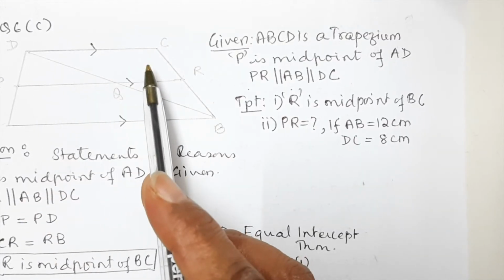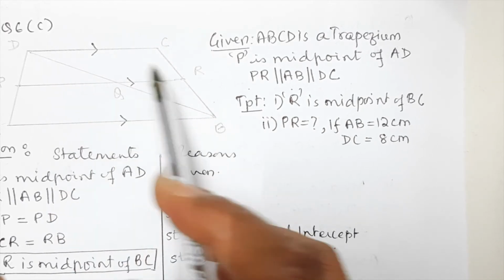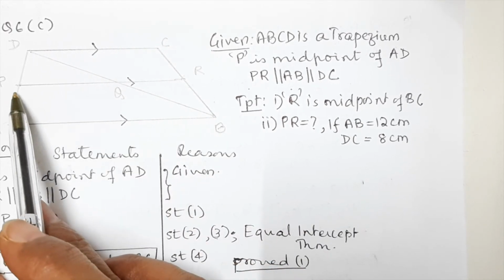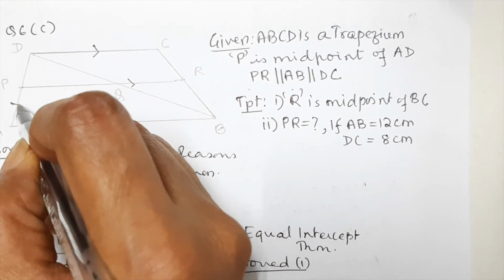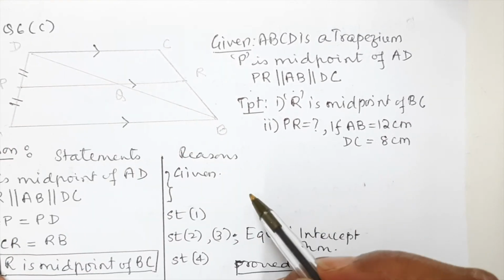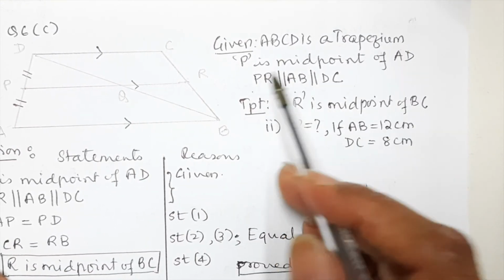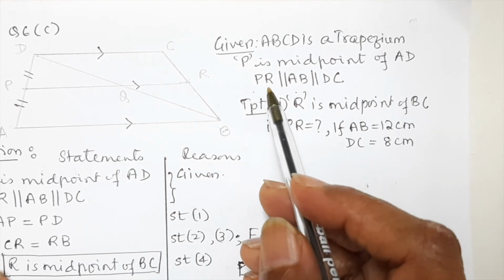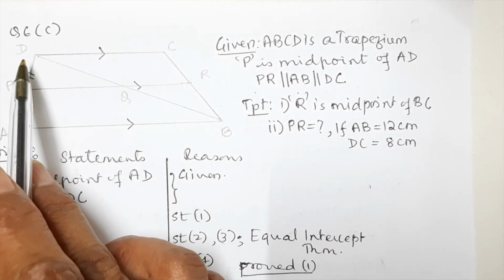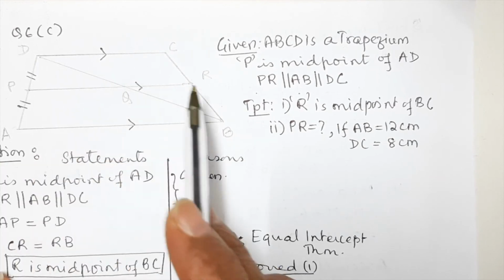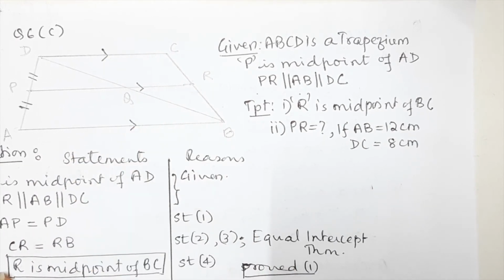First thing we do is we draw the diagram ABCD trapezium, and P is the midpoint. So we will show this equal to this, and we write what is given. And also we know that PR is parallel to AB is parallel to DC. So we show with the help of this arrow.